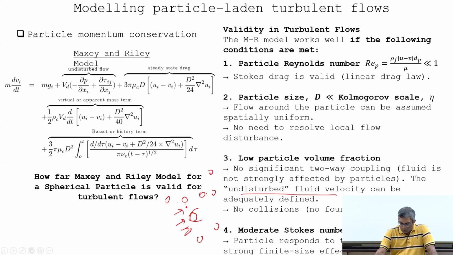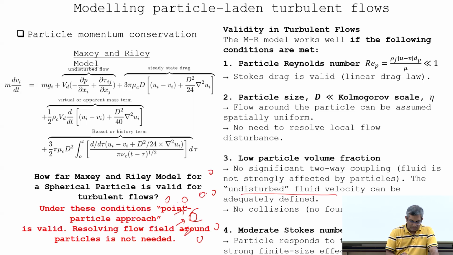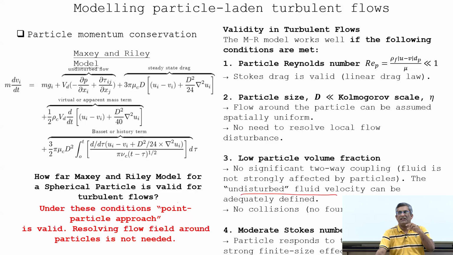And then the Stokes number is much less than 1, or is of the order of 1. So now under these conditions, the Maxey-Riley equation for particle momentum is valid. And under these conditions, the point particle approach is valid. So if you remember, we had discussed this modeling approach, that is the point particle approach.